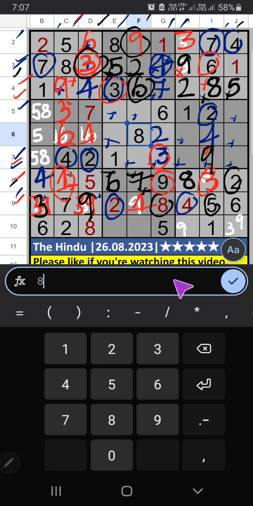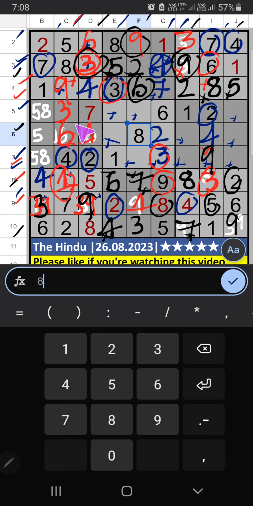Then 7 is here. Then 8th grid, 2 numbers are remaining, 3 and 4. Column E, we have 3. So 3 can't come in this cell, 3 is confirmed here. Then 4 is here. Then 10th row, 2 numbers are remaining, 7 and 9. Column H, we have 9. So 9 can't come in this cell, 9 is confirmed here. Then 7 is here.